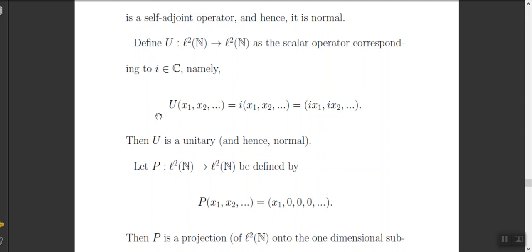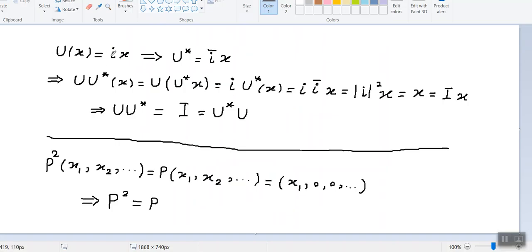So why is it like that? If it is unitary, it means U star U must equal U U star equals the identity operator. I've done it here for you. Look at here. So this is U, right? If you remember, U star is given by this. It means U star is also a scalar operator, and U star x, okay, I forgot to put it here. Let me do it for you here. Okay, there is a typo. Let me make it a bit better for you.